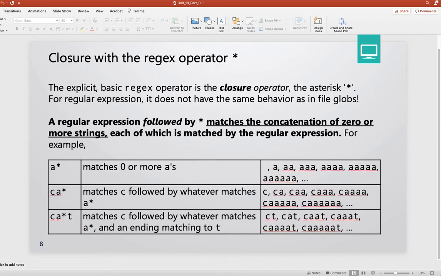The explicit basic regex operator is the closure operator, which is the star character, the asterisk. For regular expressions, it does not have the same behavior as in file globs. A regular expression followed by a star matches the concatenation of zero or more strings, each of which is matched by the regular expression. For example, A followed by a star will match zero or more A's, such as only one A, double A's, and triple A's, etc.